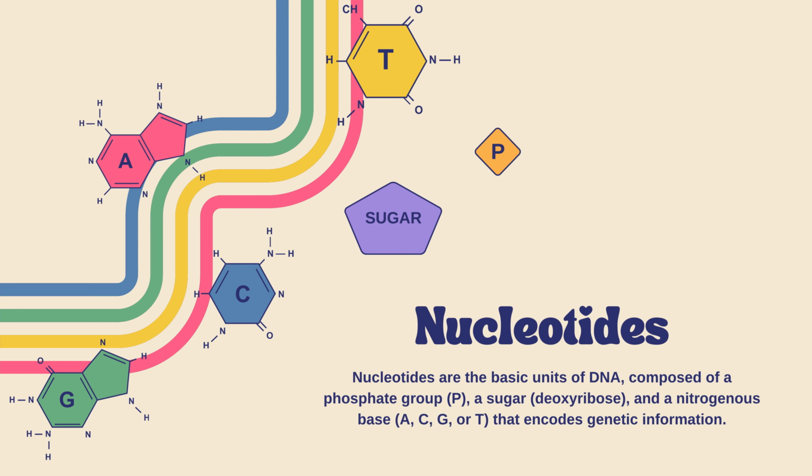Nucleotides are the basic units of DNA, composed of a phosphate group, P, a sugar, deoxyribose, and a nitrogenous base, A, C, G, or T, that encodes genetic information.